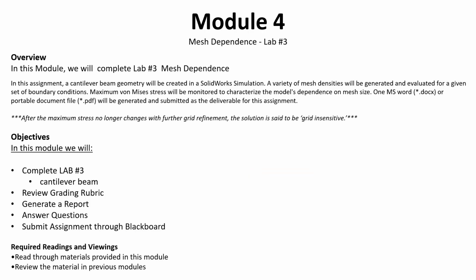Now let's take a look at the details for our Module 4. We're going to be completing your third lab, which deals with mesh dependence. In this assignment, a cantilever beam geometry is going to be created using a SolidWorks simulation. You'll be going through another tutorial within SolidWorks. Within this tutorial, a variety of mesh densities are going to be generated and then evaluated for a given set of boundary conditions. We want to look at the model's dependency on the mesh size. In order to do that, we'll be monitoring the maximum von Mises stress, which will characterize the model's dependency on that mesh size.